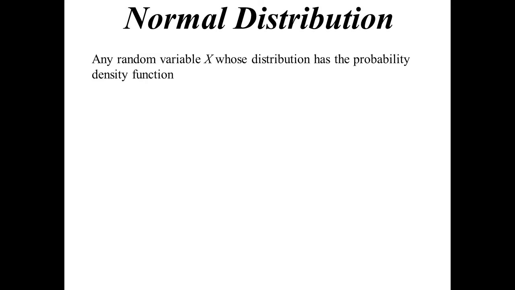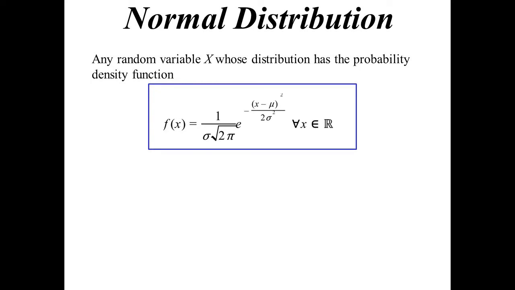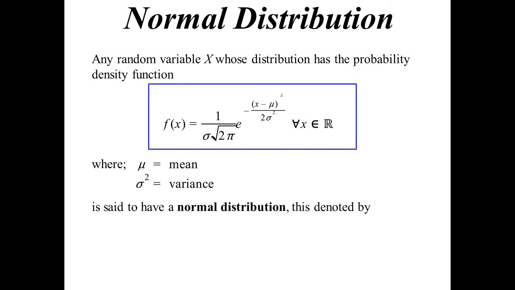So a random variable x has a probability density function, and there's the formula for it. Don't panic, we're not going to have to integrate this. The coefficient there is 1 over the standard deviation, root 2 pi, e to the power of minus (x minus the average) squared over 2 times the variance, for all x. That is what we call the normal distribution.